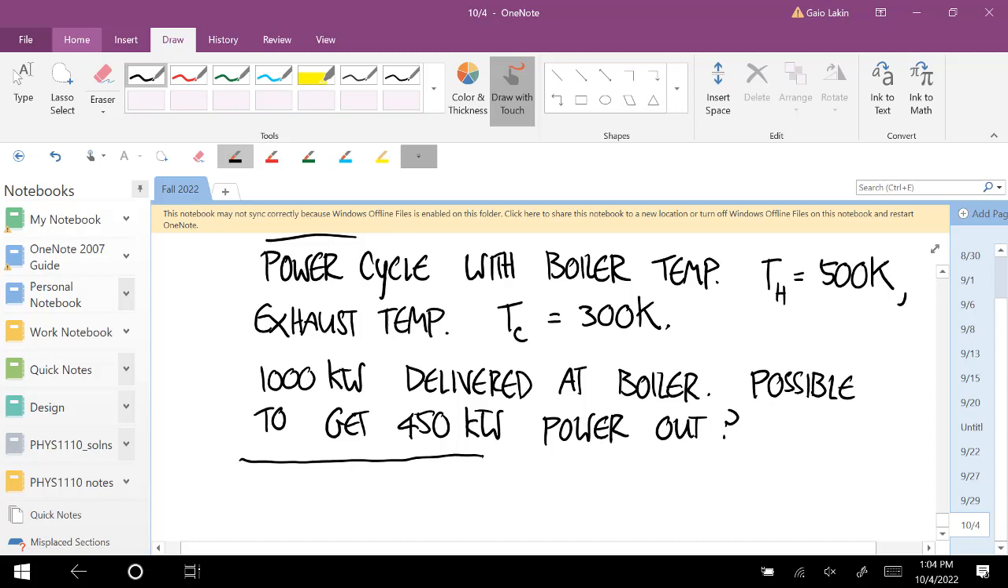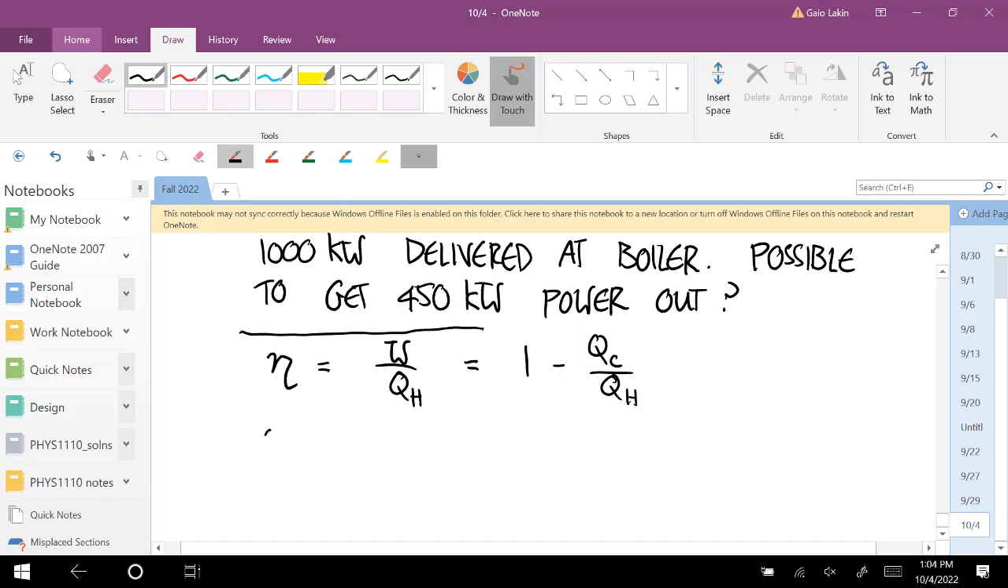Okay, well, the definition of performance for a power cycle was, we can write it two ways. One is the work divided by QH. And the other way is 1 minus the heat at the cold reservoir divided by the heat at the hot. The maximum possible is 1 minus TC over TH. And so that's 1 minus 300 over 500. So 0.40.